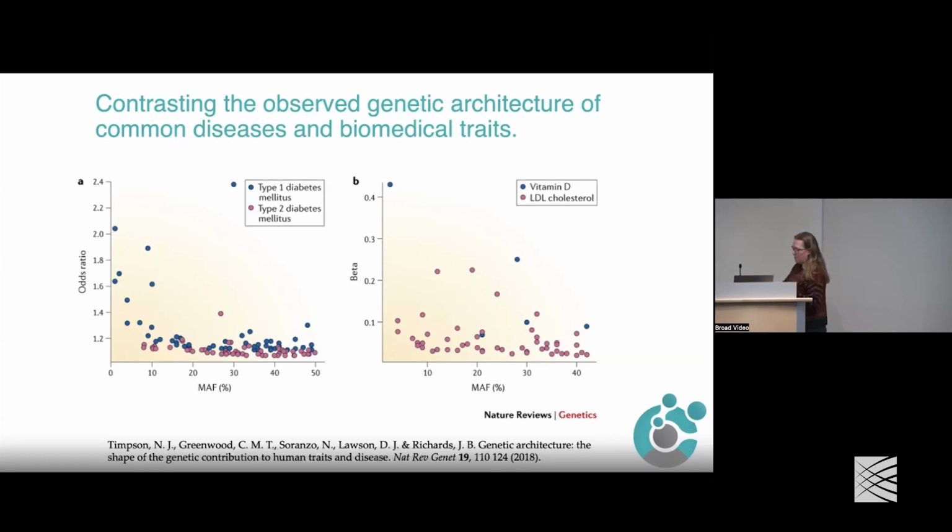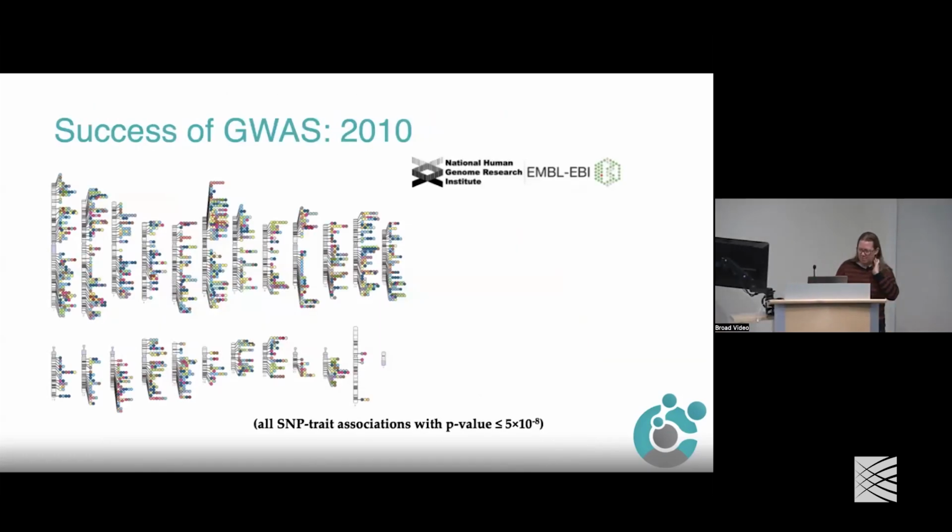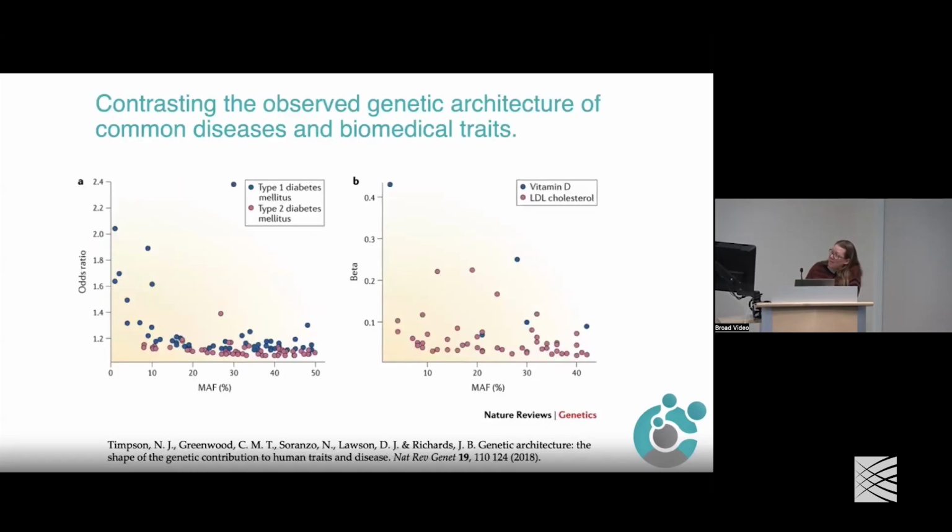All right, so I'm going to dive into some examples. Back in 2010, there was this celebratory depiction of all the genome-wide association studies that were discovered, because it was a little slow going in the beginning. We didn't realize how much statistical power was needed. We didn't realize that the effects that we would see were going to be so low, and that the ability to detect these in a genome-wide association study depended on the sample size.